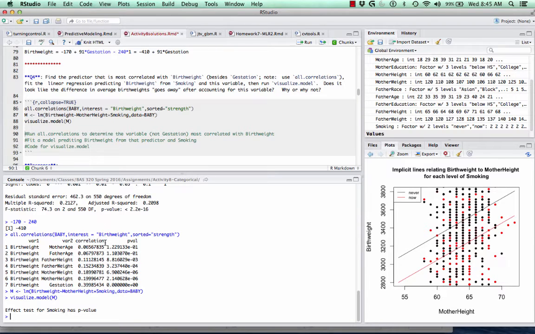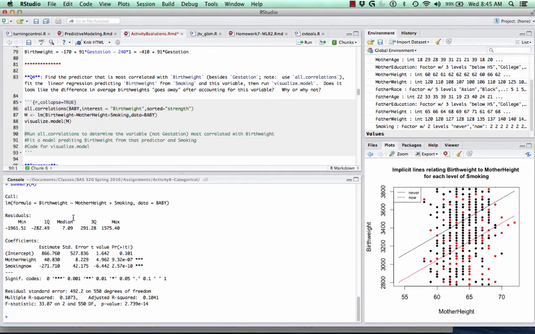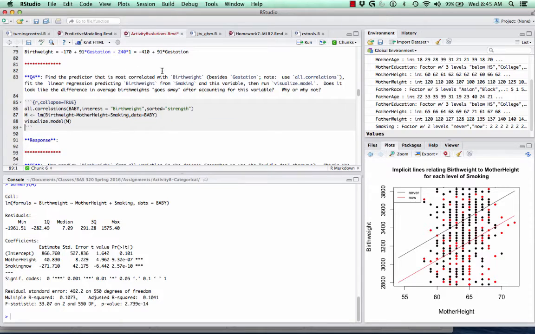So what is this difference? Well, we can look at the summary. And we still see a difference in averages of about 270 grams here. Okay, so does it look like the difference in average birth weights goes away after accounting for this variable?